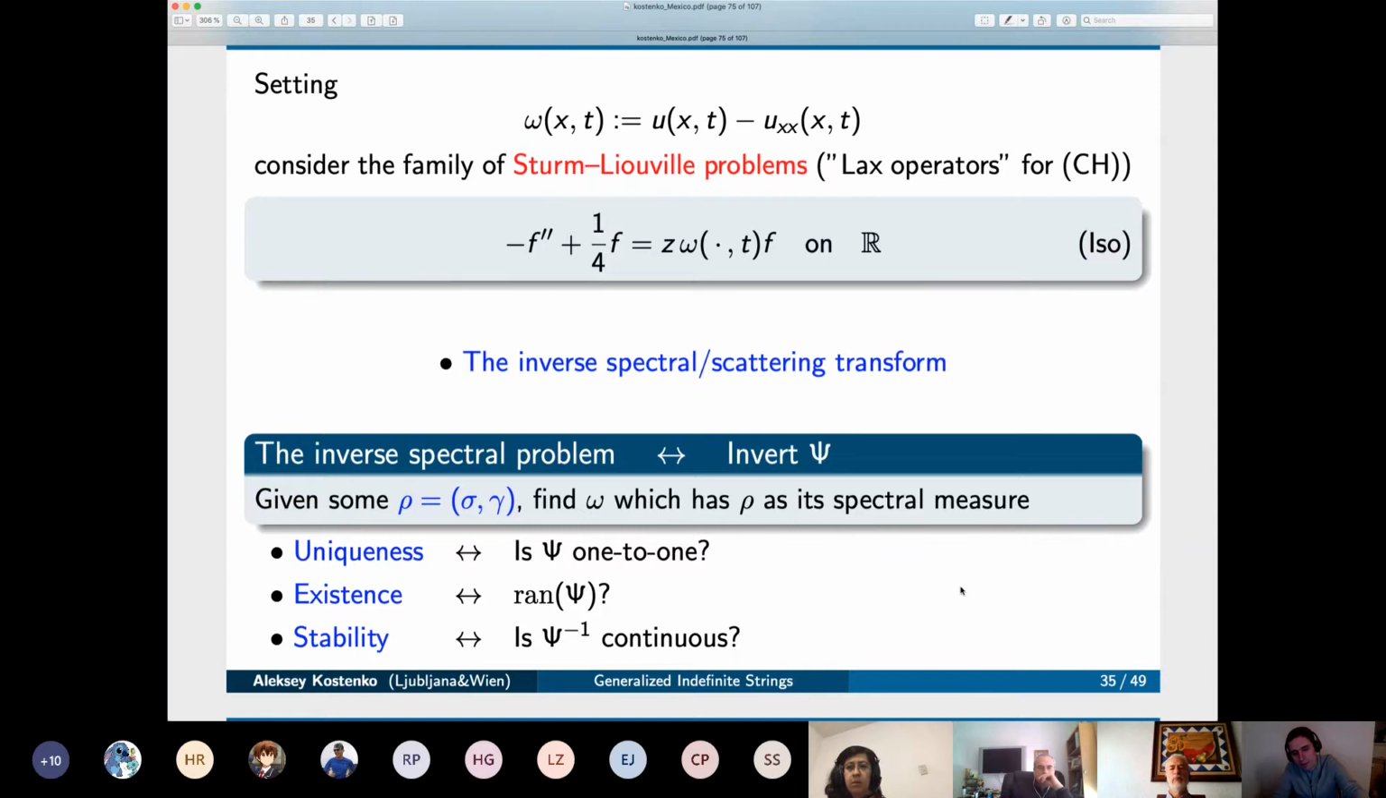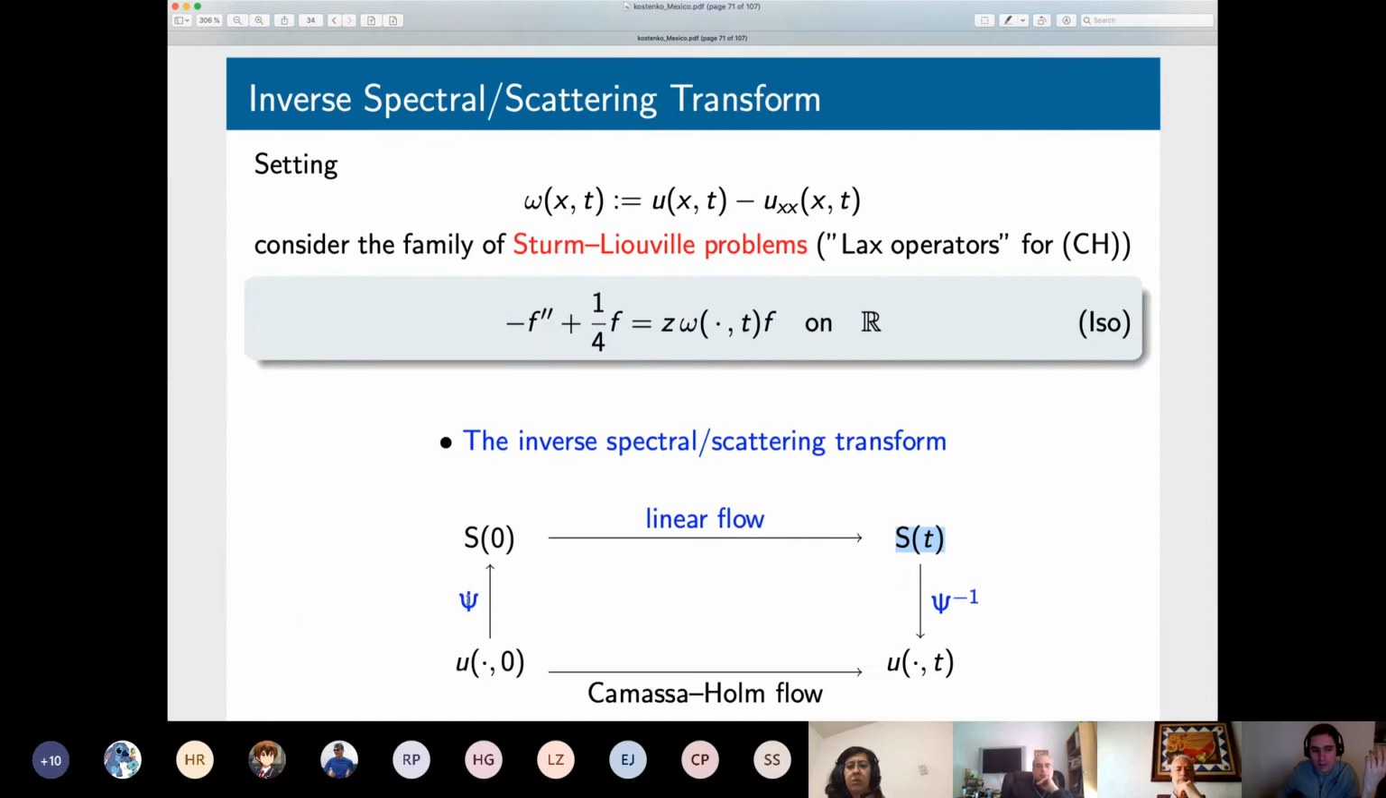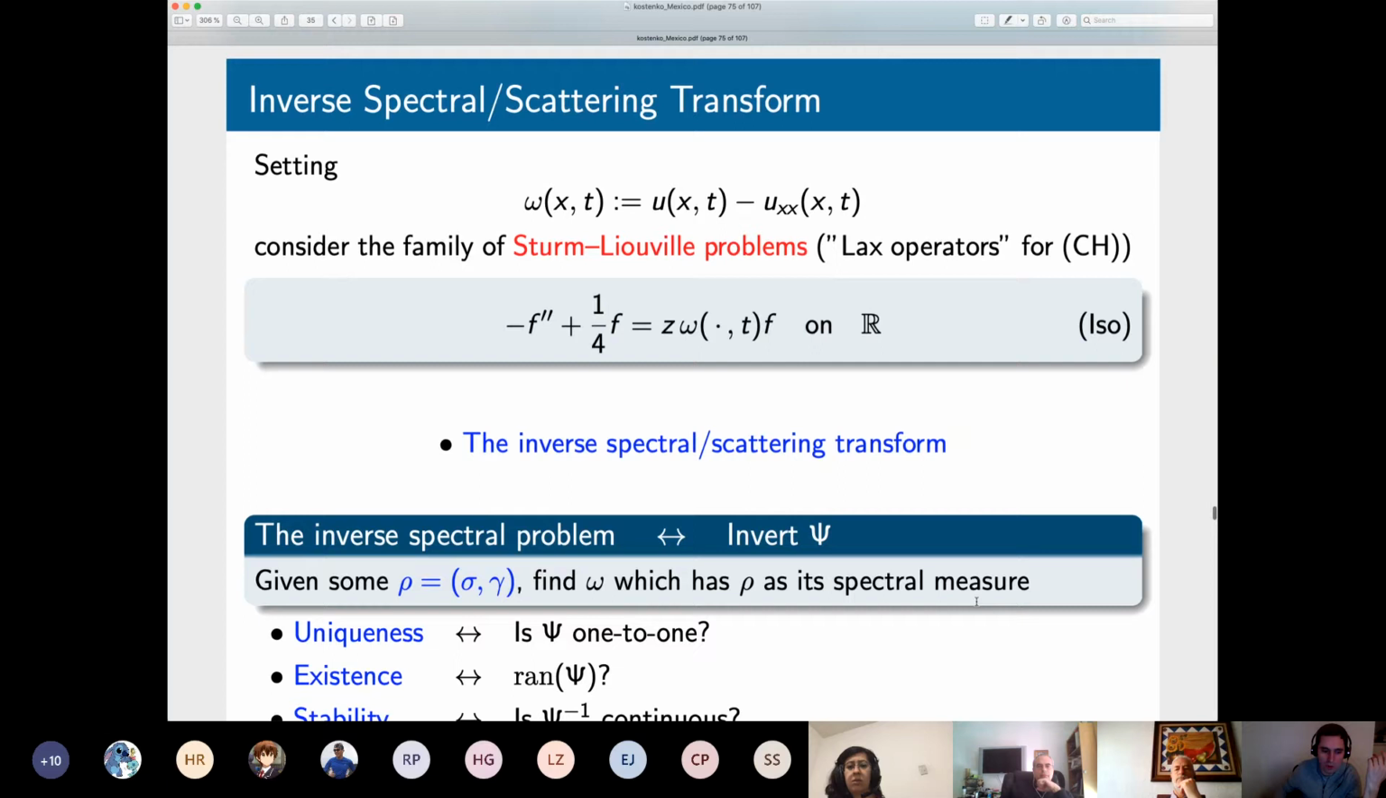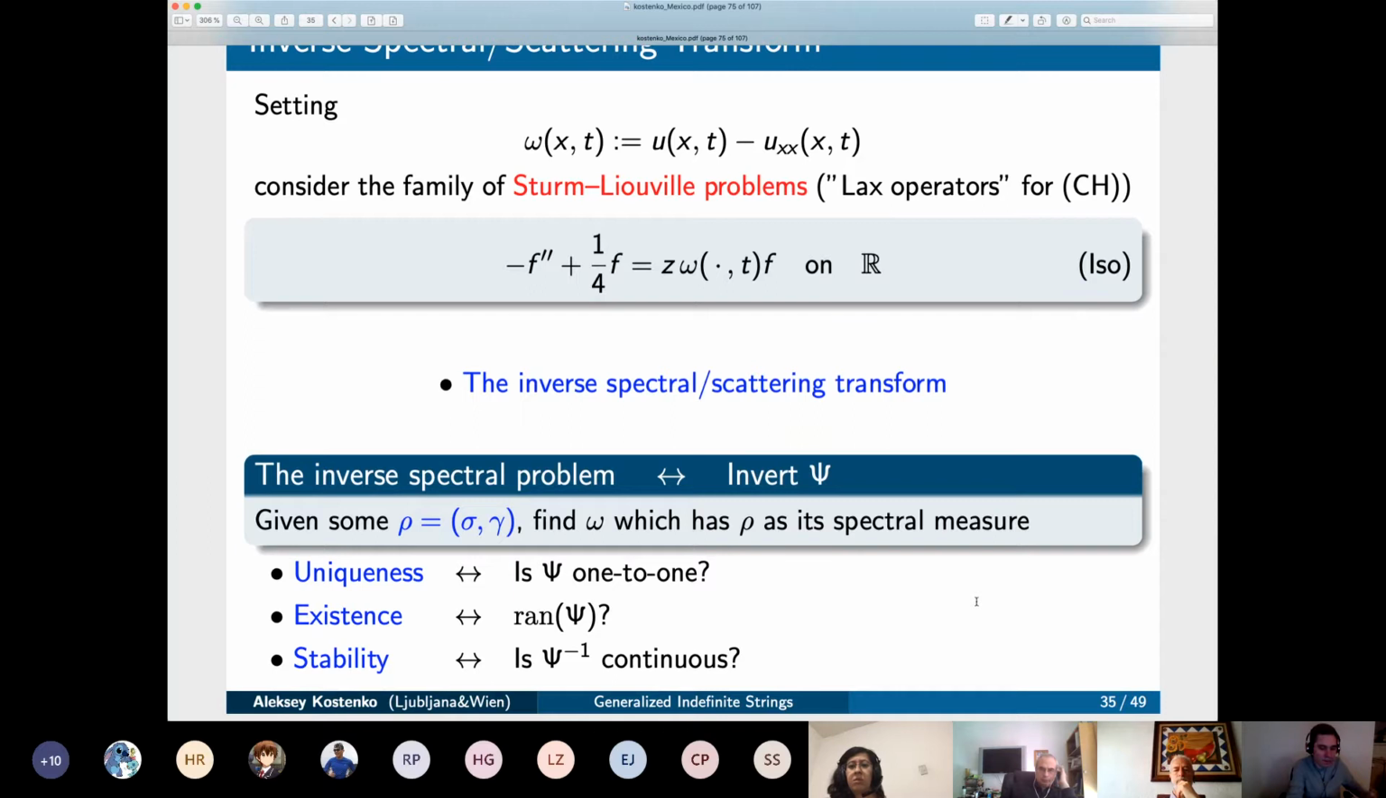Of course, despite a very simple picture and idea of the inverse spectral or scattering transform, there are a lot of problems, because we need to justify the map phi and also to find what is psi minus one. These problems are uniqueness: we take the phase space and the class of spectral data. What is the class of spectral data? We need to solve first the direct spectral problem, then the problem of existence, and the problem of recovery, and of course, for nonlinear equations, the problem of stability. So all that is exactly our motivation to study the inverse spectral theory for indefinite strings.